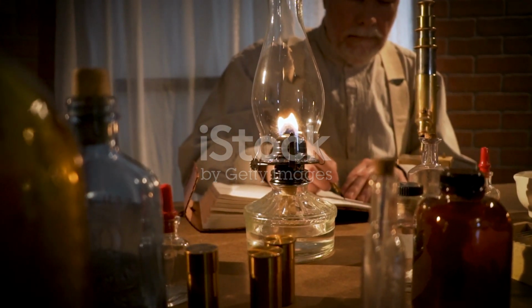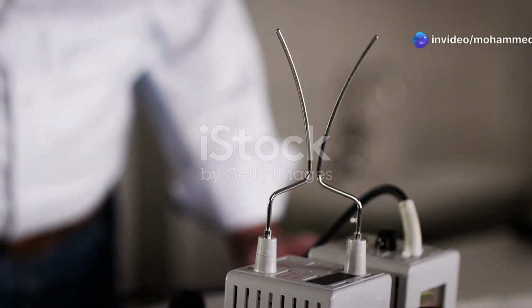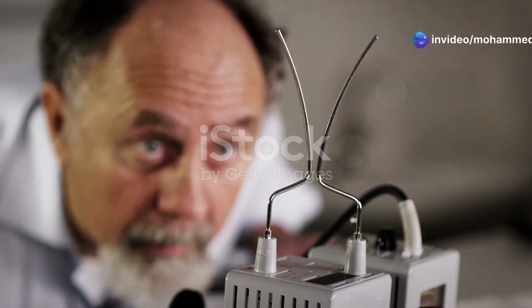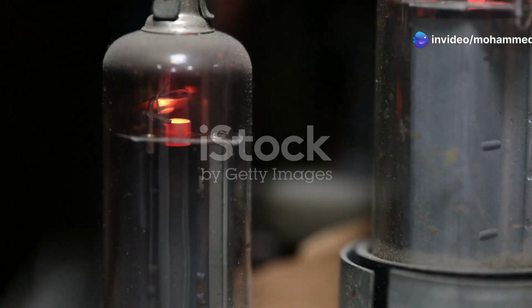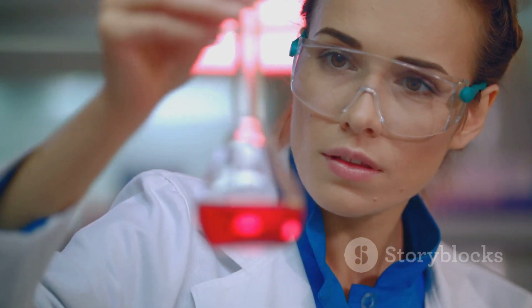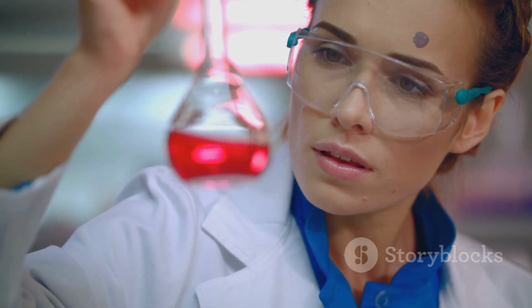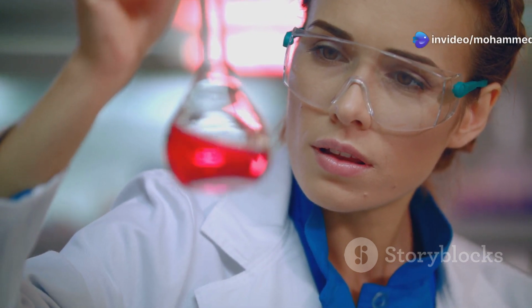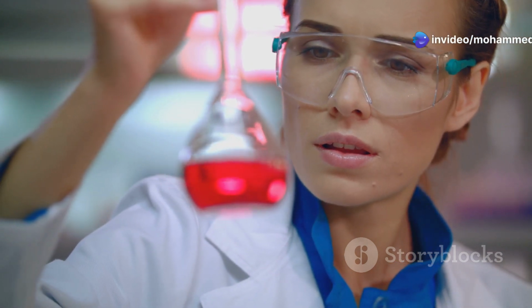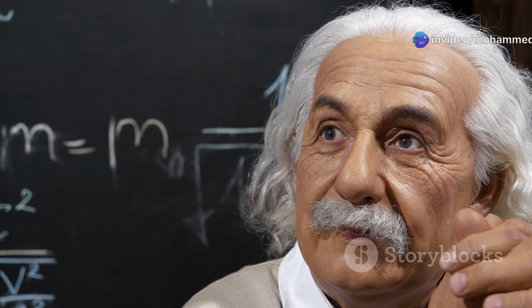At the end of the 19th century, a physicist named J.J. Thomson made an astonishing discovery. He was studying cathode rays, which are streams of electrons emitted from a cathode in a vacuum tube. Through his experiments, Thomson determined that cathode rays were actually tiny, negatively charged particles. He called them corpuscles. We now know them as electrons.